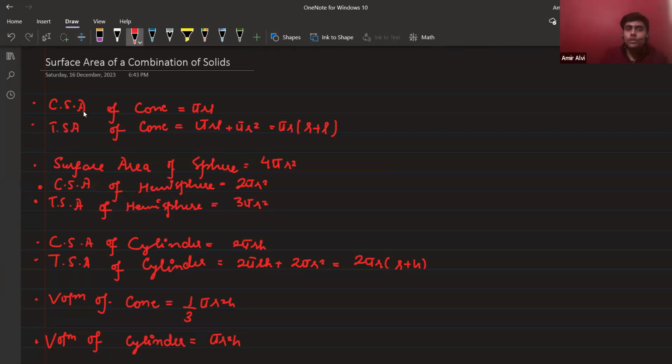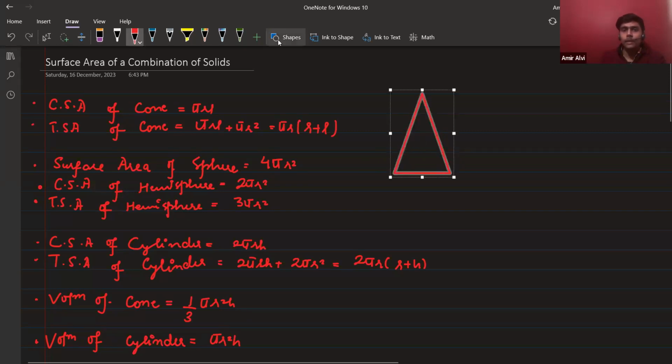So what is the CSA, the curved surface area of a cone? It is pi r l. Can anybody tell me what l is in this formula? Slant height. What is slant height? Basically, I'm drawing a cone. Suppose this is a cone. Can anybody tell me what the slant height is in this cone?